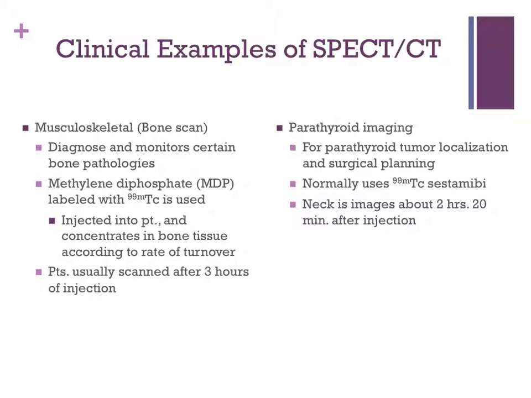The book discusses a number of clinical examples of SPECT CT studies, but I'm just going to review a few of them lightly here. It is used in musculoskeletal imaging, and this is often called a bone scan. It is used to diagnose and monitor certain bone pathologies. The radiopharmaceutical is injected into the patient, and it concentrates in the bone tissue according to the rate of turnover. The patients are usually scanned 3 hours after the injection.